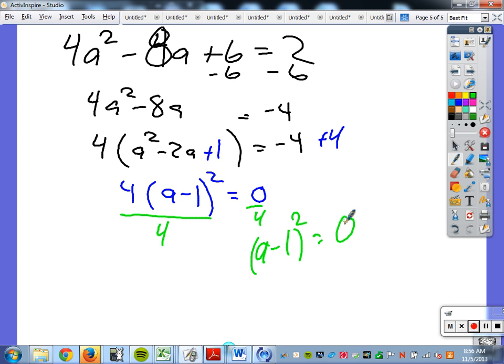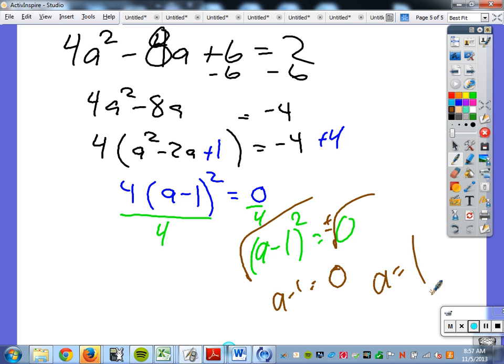Now what? How do I get rid of the square? I need to square root it. When I take a square root, what do I do? Plus or minus. What is the square root of 0? Is there really such a thing as plus or minus 0? How about as if it was a 1? Is there such a thing as plus or minus 1? Yes, there is. So this would be 0 equals a minus 1. And therefore, what is a? There it is.